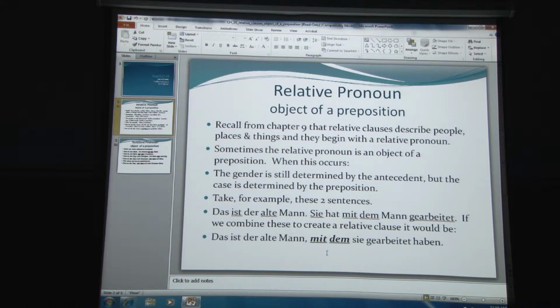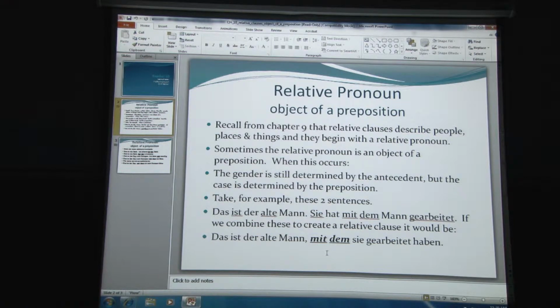So that's one difference. And B, your English teachers always tell you not to put the preposition at the end of the clause, but you do. I mean, really, seriously, who speaks like this? Who says, the old man with whom she worked? Nobody says that. It's the old man she worked with, no? Except for when you're writing for an English teacher.